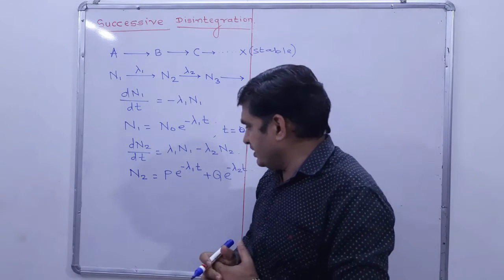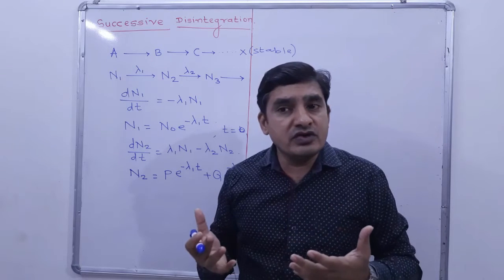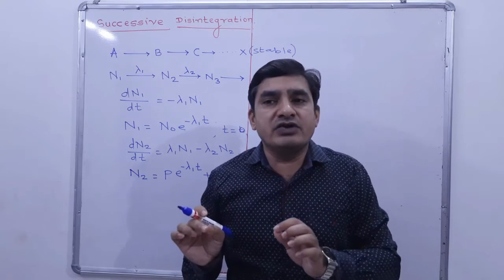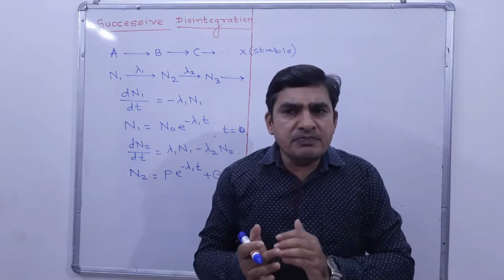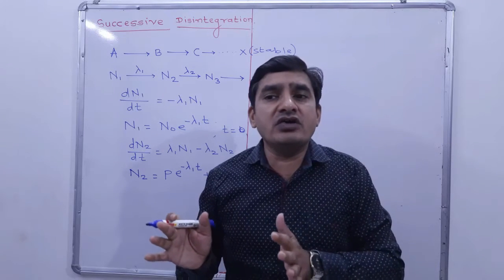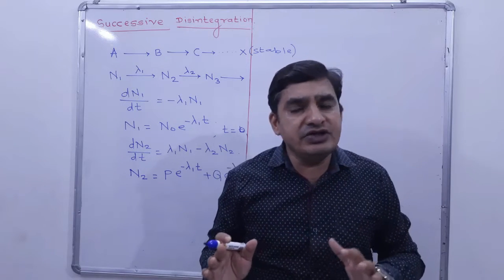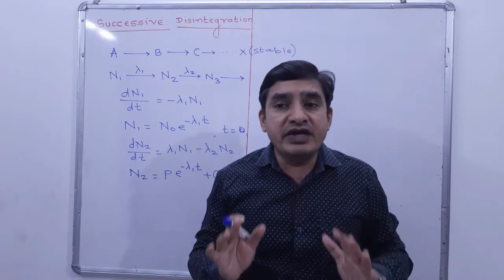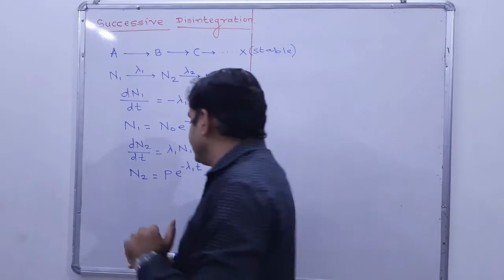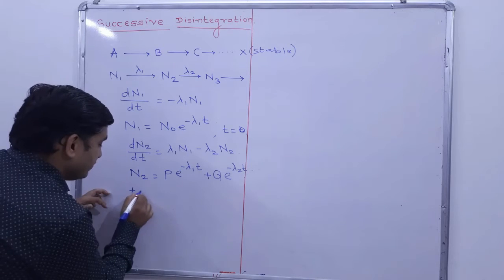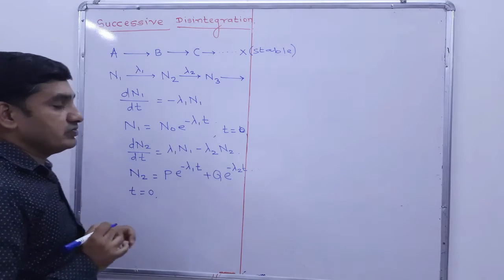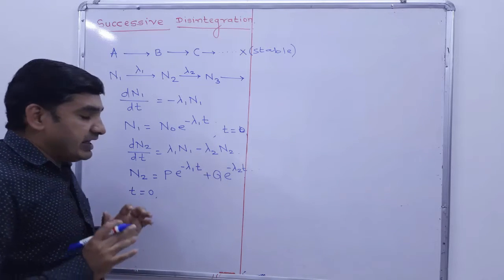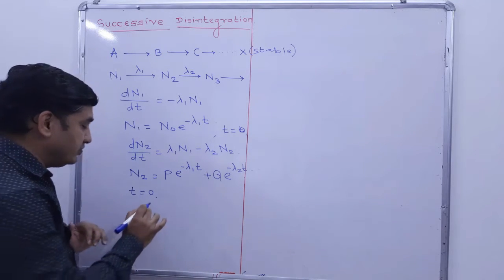So again, if we consider when time t is equal to 0, the parent has not decayed, so N2 is equal to 0. Therefore, at t equal to 0, N2 is equal to 0.